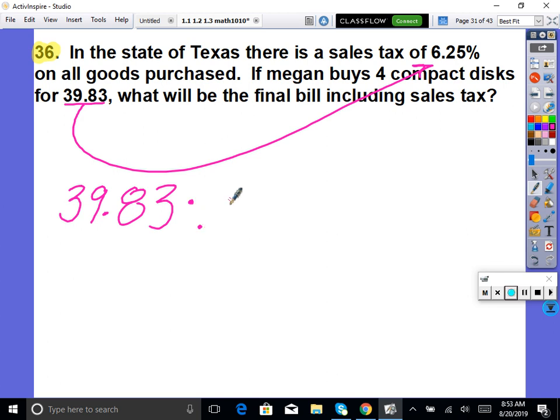Okay, you could times by 0.0625, but then when you get an answer, what do you have to do? You have to add it to, oh, it says what will be the final bill, including sales tax. So once you do that, what would you have to add? 39.83. Does everyone see?